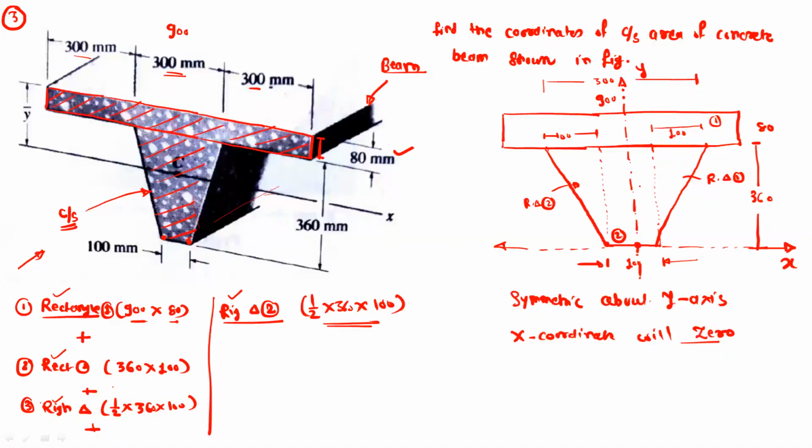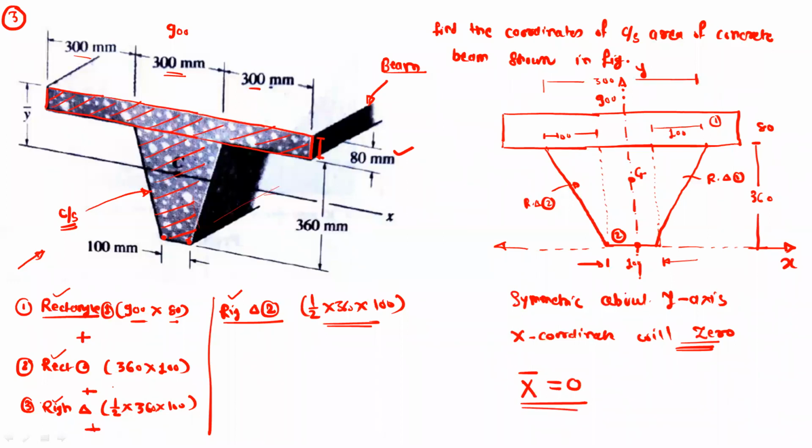So the center of gravity of this geometry will lie on the y-axis only. So we don't know the exact location along that y-axis, but we know that the center of gravity will lie on the y-axis because it is symmetric about the y-axis. Okay. So for any point lying on the y-axis, its x coordinate will be 0. Okay. So directly we can write x bar is equal to 0 without any calculation.